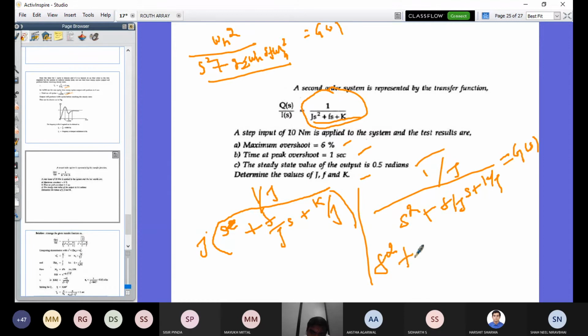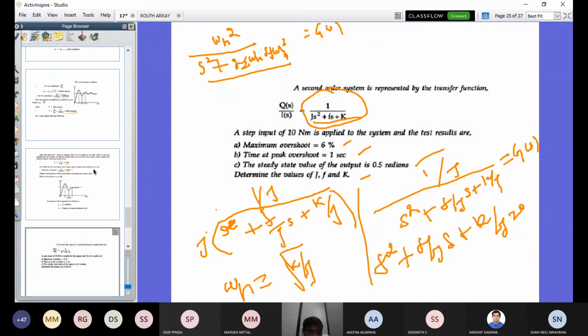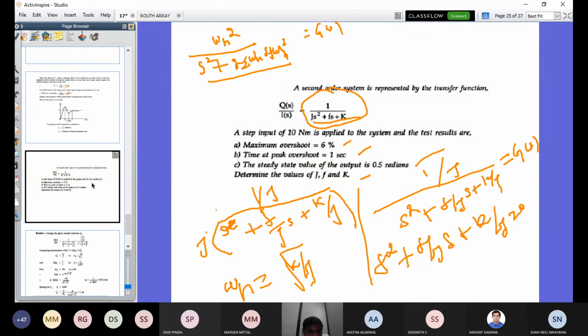Now you have to take the characteristic equation. What is the characteristic equation? s square plus f by j into s plus k by j equal to 0. The characteristic equation you must always write when you solve the problem. Now, what is omega n? Root of k by j. Any doubt? What is the next step?